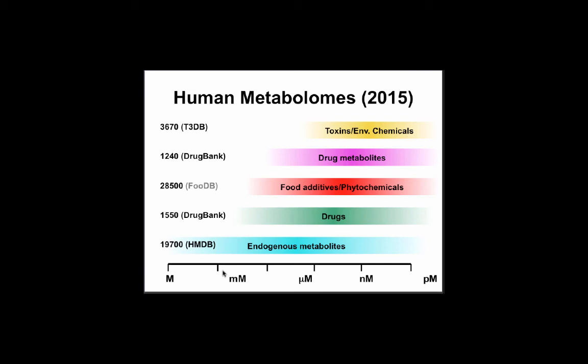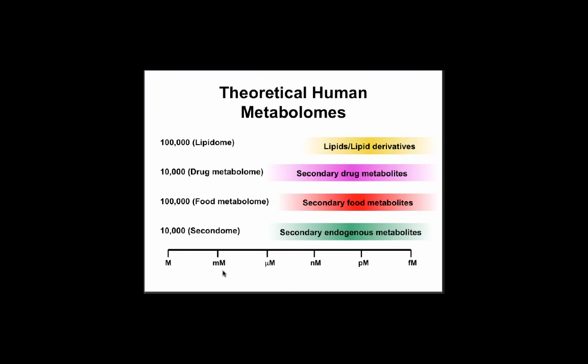I've also listed the locations for these databases or the material. So the T3DB is a toxic exposome database. DrugBank contains material on drugs. And FoodDB is a database on food metabolomes. We'll talk about these things a little more in a lecture later today.